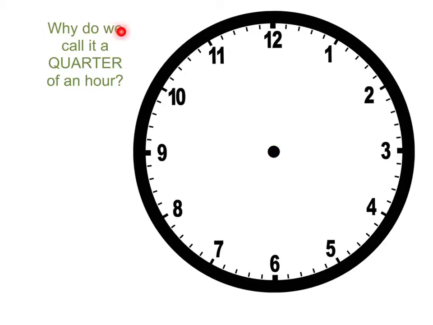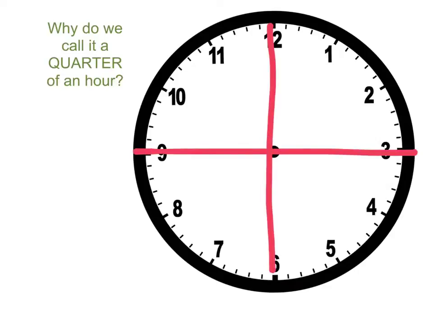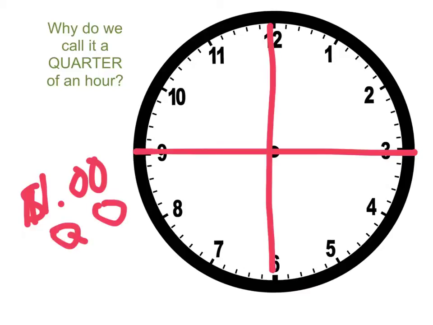So why do we call it a quarter hour anyways? Why is it called a quarter of an hour? Well, let's divide the clock into 4 parts, which we normally call 4 parts of something quarters. Because if you think about $1, if you divide that into 4 parts or cut it into 4 parts, you would have 4 quarters. That makes $1. So sometimes when we cut something else up into 4s, we call those quarters as well.